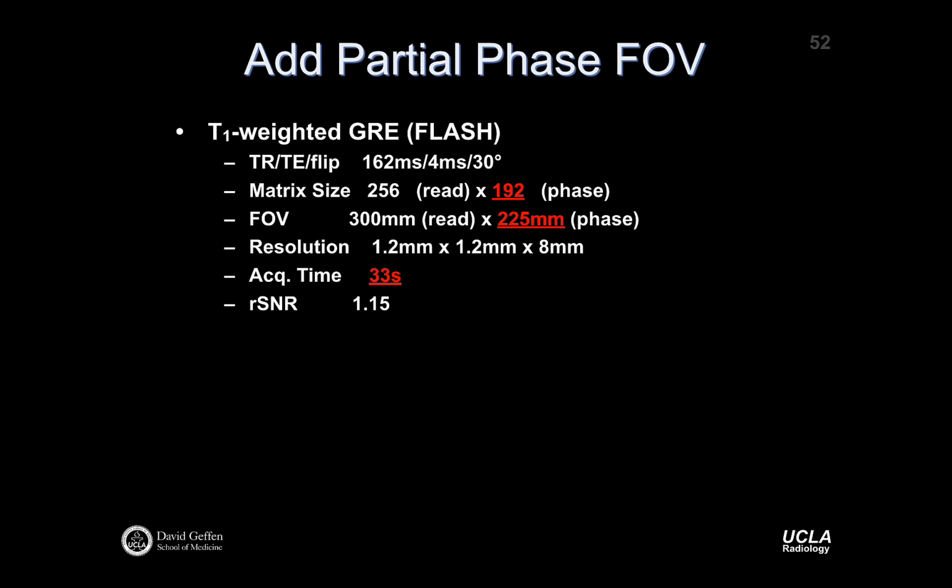So I think I'll leave it at that. Here we start seeing an example of adding partial phase field of view. That's a term we haven't quite used yet, which just says we can change the field of view in the phase direction differently than in the frequency encoding direction. The first two examples were square, but that's not a strict requirement. We can have rectangular fields of view. And so I think this is a good enough exercise, and it's pretty well spelled out.